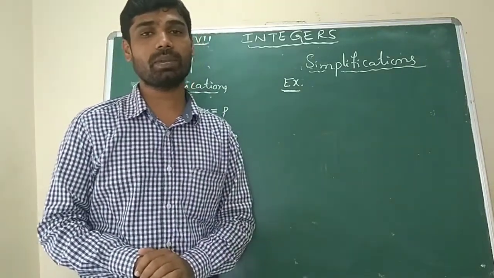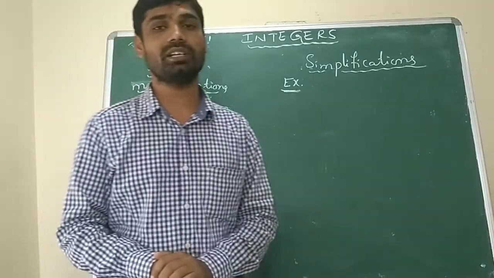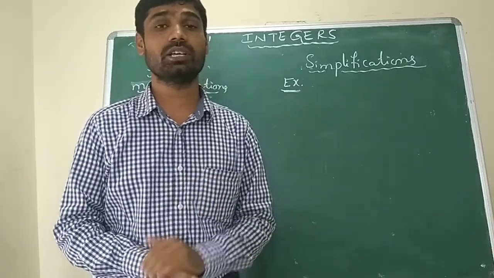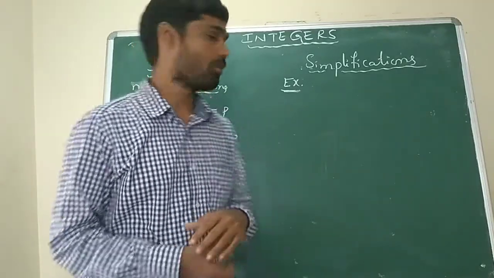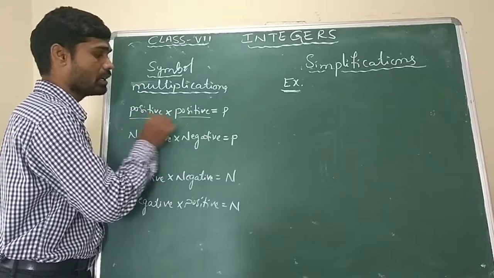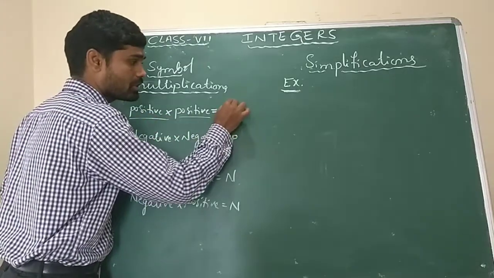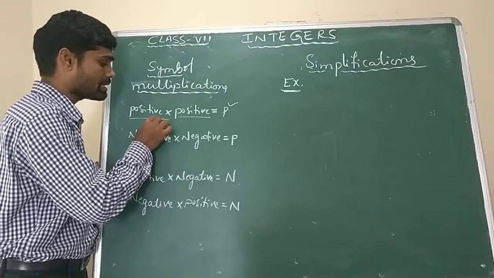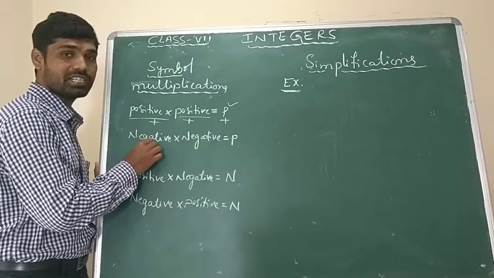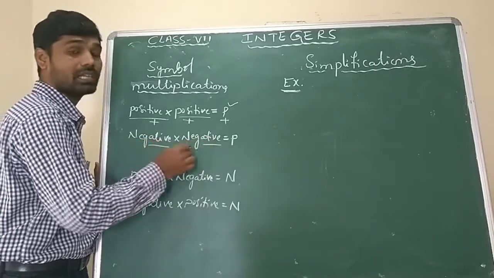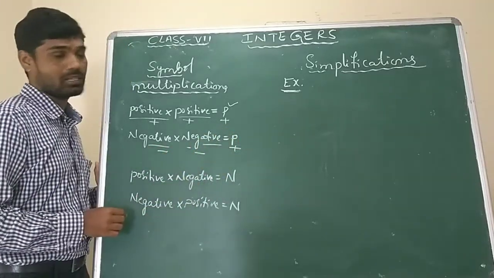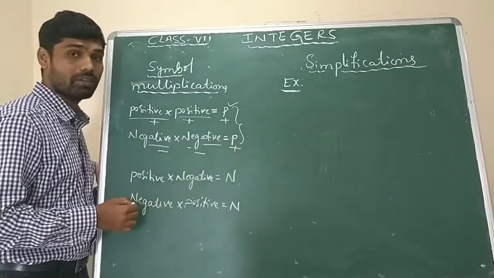Okay, so when we multiply negative integers, positive integers, a positive integer and a negative integer, and a negative integer and a negative integer, what may be the result? Let us see now. When we multiply a positive integer with a positive integer, the answer is a positive integer. Means plus into plus is nothing but plus. Next, a negative integer multiplied with a negative integer gives positive. Means minus into minus is also plus. So these two things we have to remember, very important.